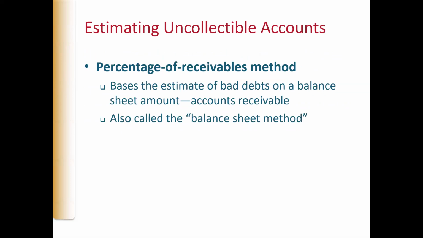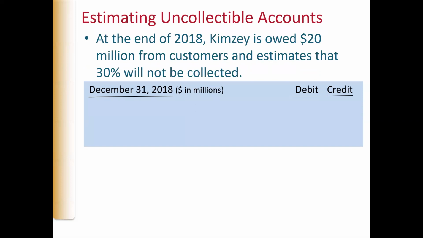Based on history, we can look at the balance sheet and take a percent of receivables method to determine our uncollectible accounts. In doing this, what we do is at the end of 2018, Kimsey's owed $20 million from customers. And Kimsey estimates that 30% of that accounts receivable is not going to get collected.